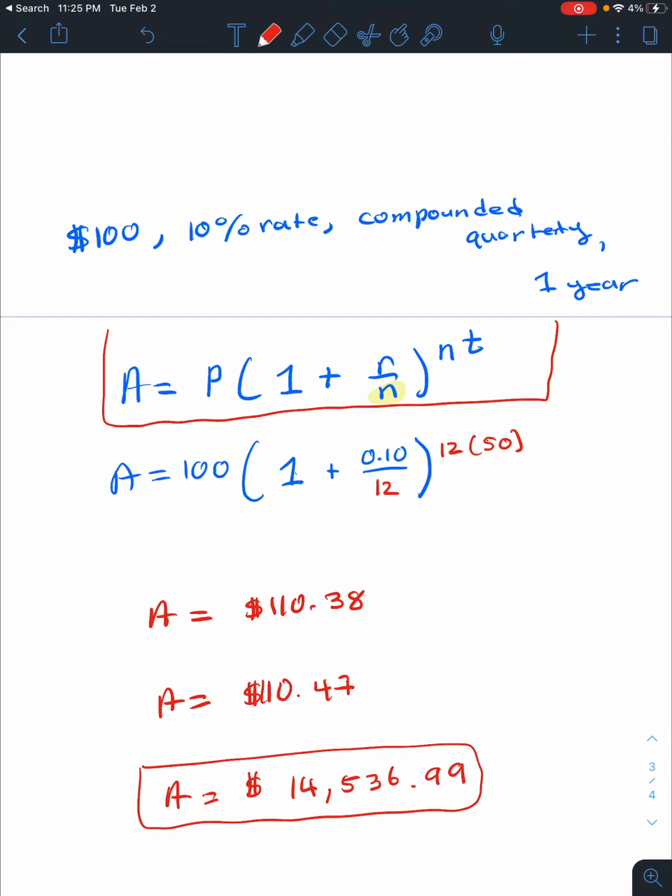So that just gives you an idea of how quickly your money can grow and the great power of compound interest. So I hope this video helps. This just kind of gives you a background for compound interest.